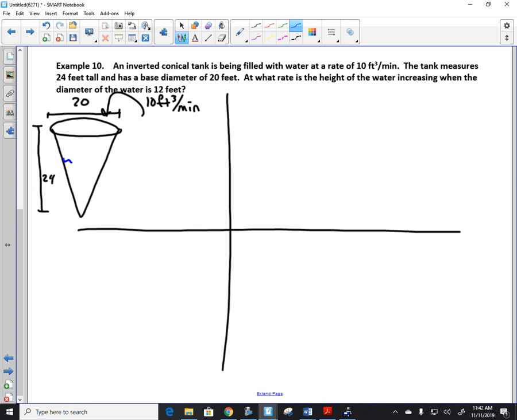So, water, and the current height of the water is 12. No, the current diameter of the water is 12.